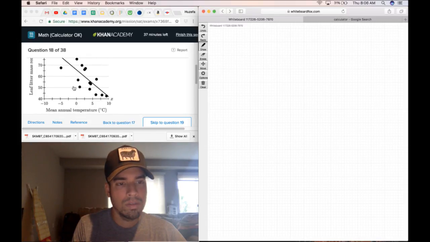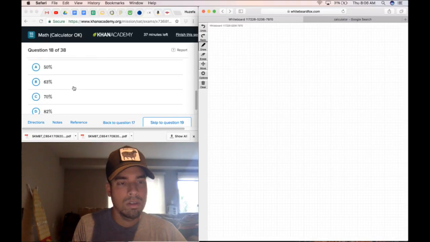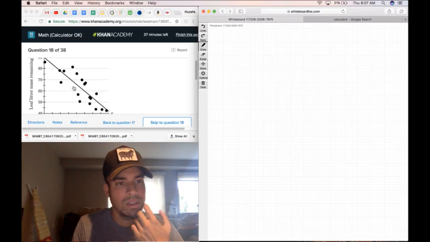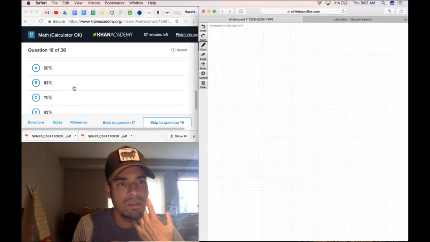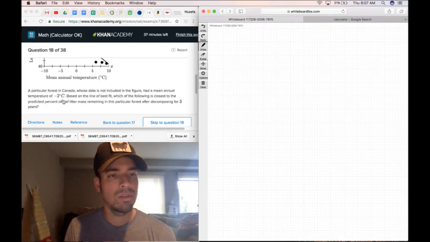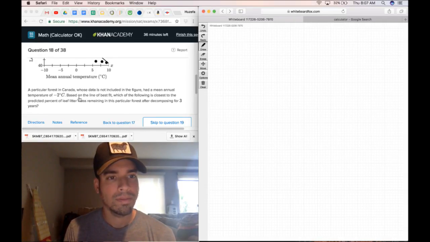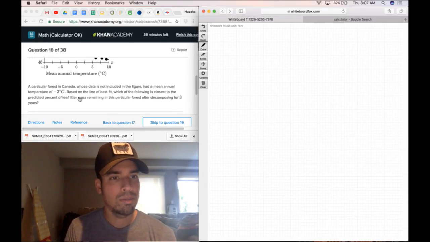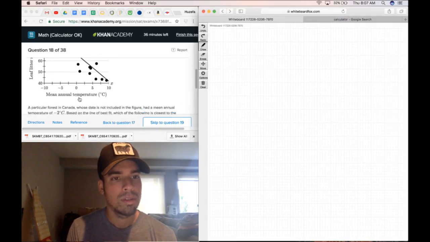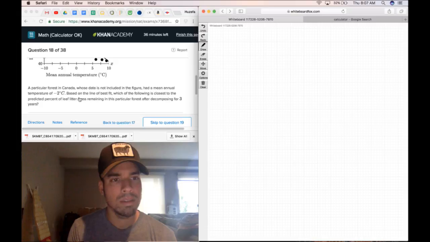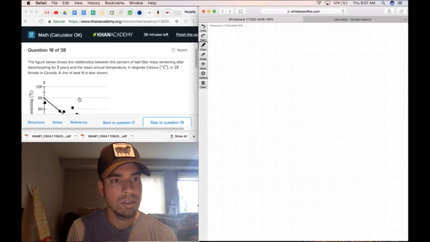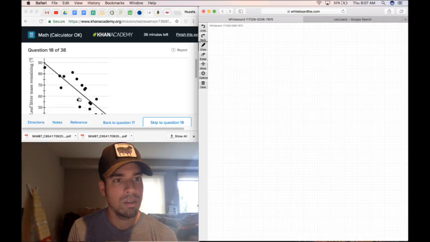It's like, ooh, wait a minute. It's 63 and 70. It's like in between those. All right, let me read it again. Had a mean annual temperature of this, as closest to the predicted percent of leaf litter mass. Percent of leaf litter mass remaining, decomposing for 3 years. And then, is there anything else?